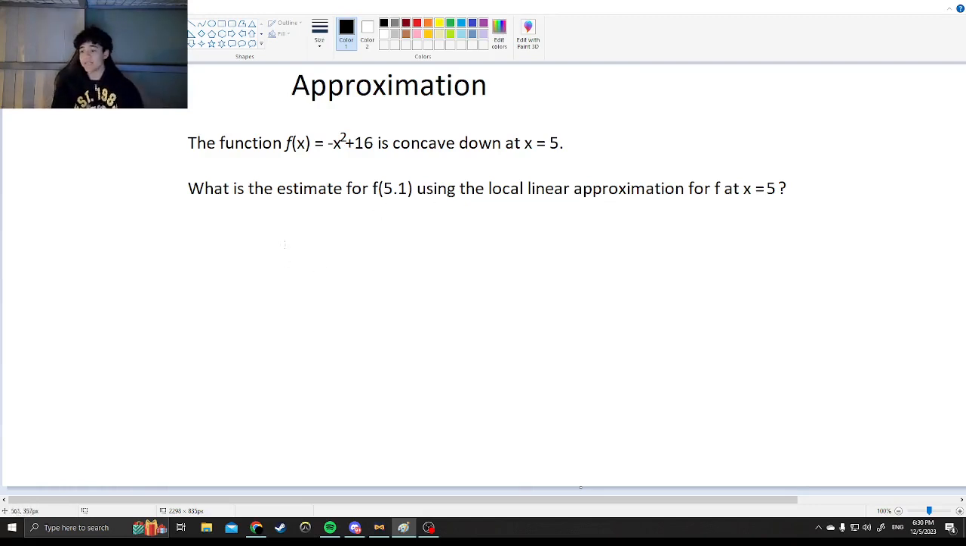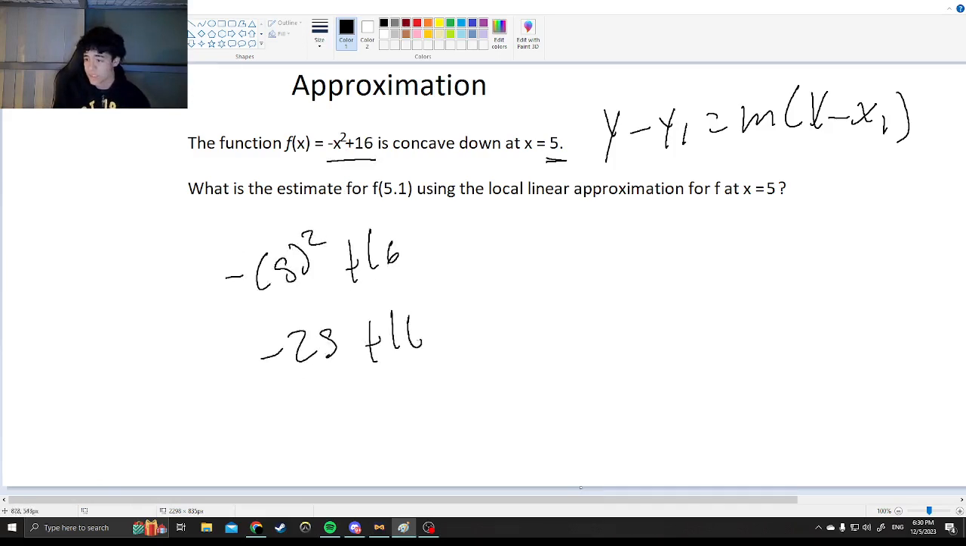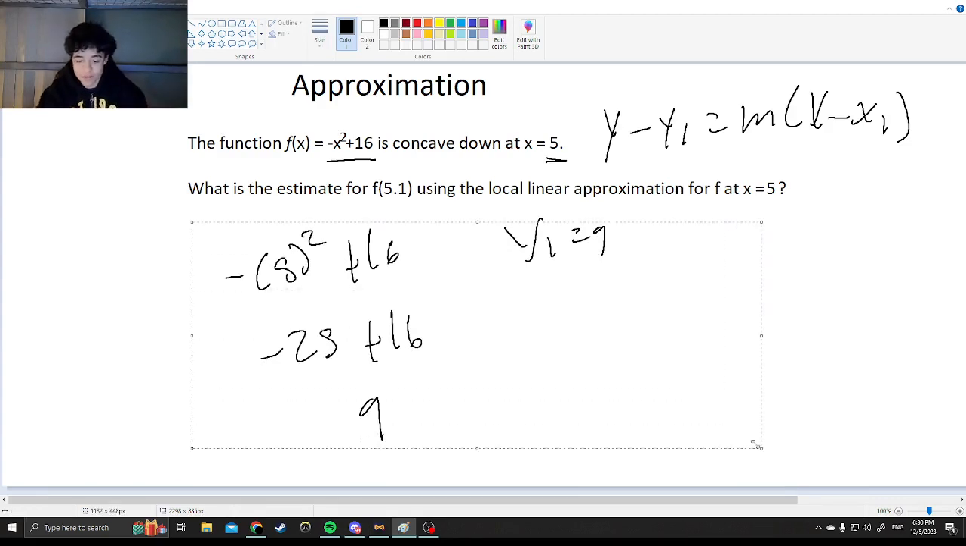So the first thing we have to do is find the tangent line. So the equation that we use to do this is point slope form. y minus y1 equals m times x minus x1. So we have to find our y value and our x value. We have our x1 right here, it's 5, and we have to find our y1, so we plug 5 into our original equation. So once we plug 5 into our original equation, we get negative 5 squared plus 16, so negative 25 plus 16, or negative 9. So our y1 is going to equal negative 9. I'm speeding through this because this isn't the calculus part, this is the review part.